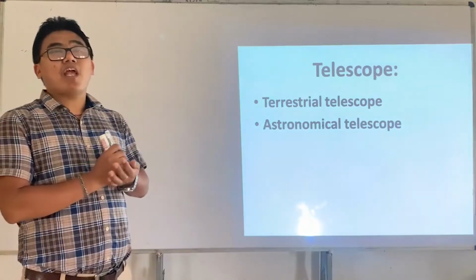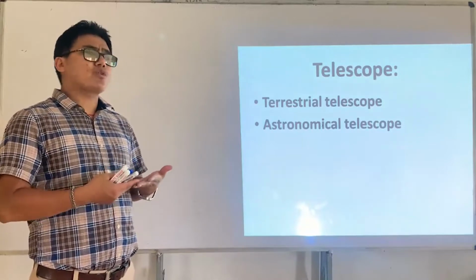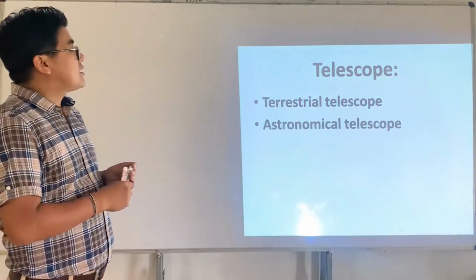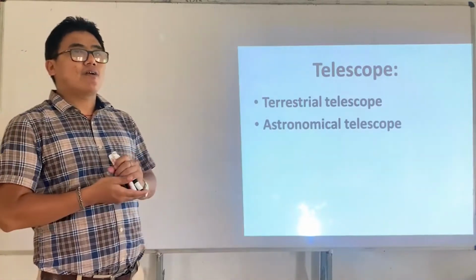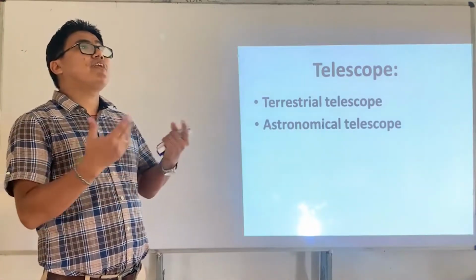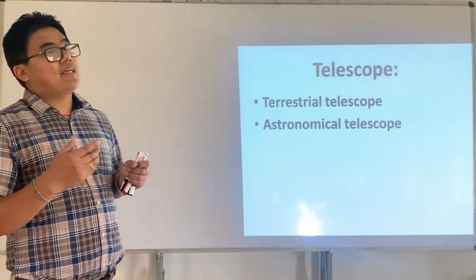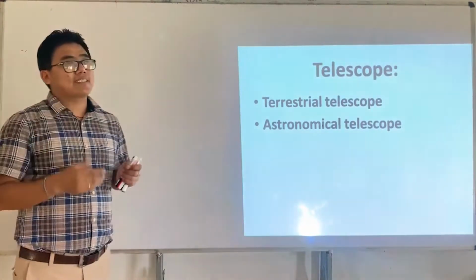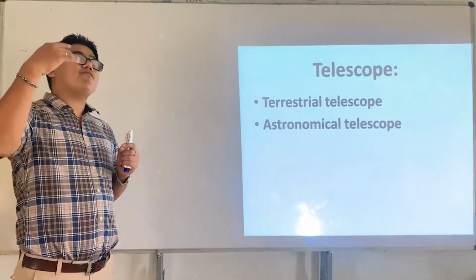A microscope is an optical instrument which is used to see a very small, tiny object which is close to you, and a telescope is an optical instrument which is used to see a far object, like stars, astronomical objects, and even, in the case of a terrestrial one, a very far object.